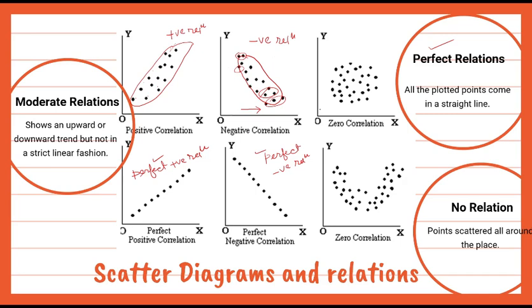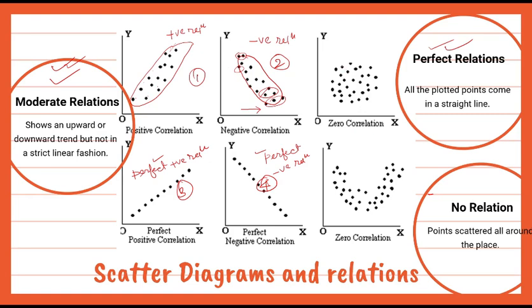Now look at this. So these are moderate relations. These two, 1 and 2, come under this one, and these two, 3 and 4, come under this one, perfect relationship. Okay, now let us come to no relation or no correlation.